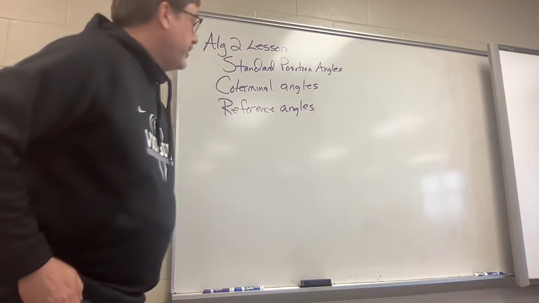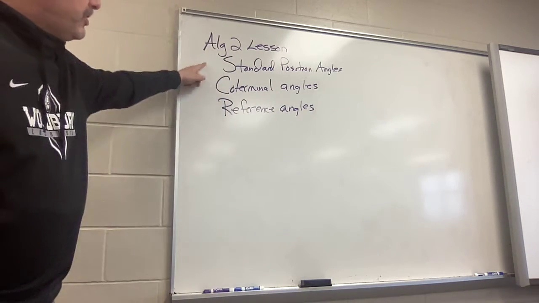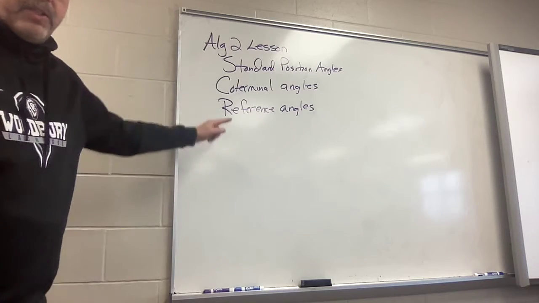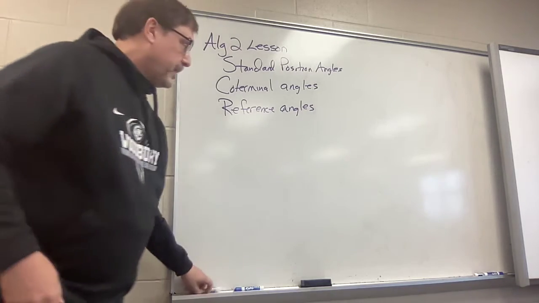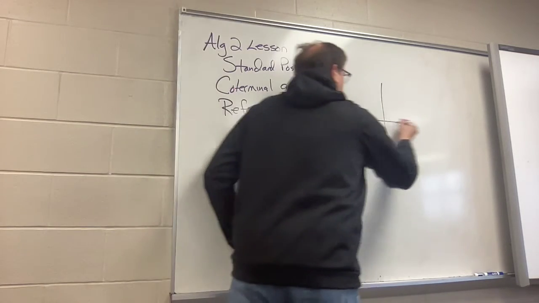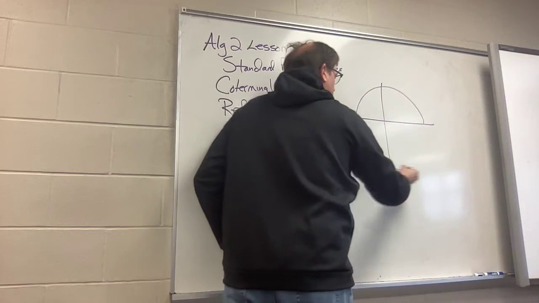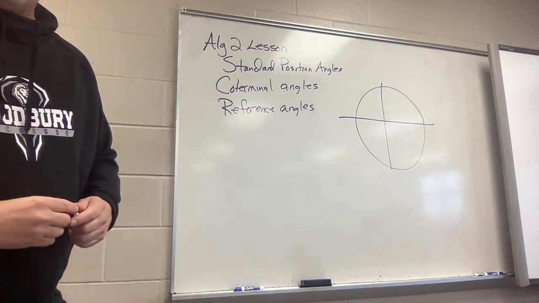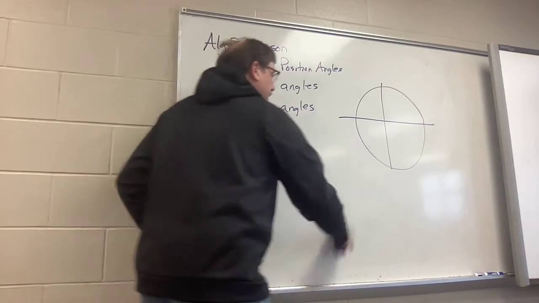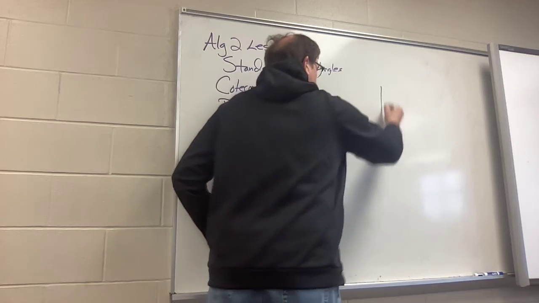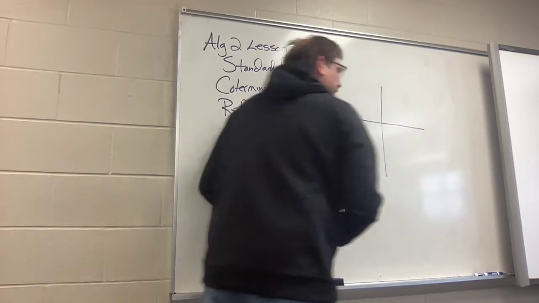All right, Algebra 2. The lesson is standard position angles, coterminal angles, and reference angles. Here's what we'll be doing. We're going to have a circle that looks like this. In a while, that'll be called a unit circle. Today, for standard position, this is just a sheet of graph paper.